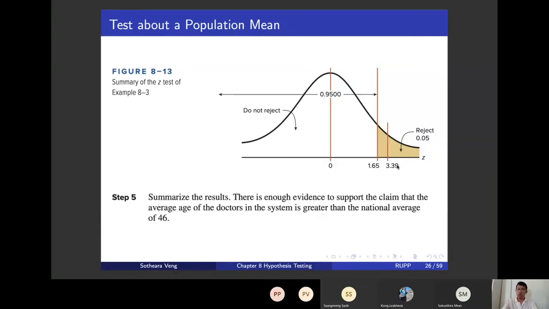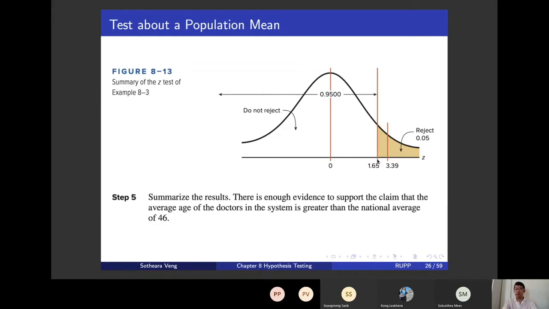So the p-value, the one I just mentioned a while ago, is nothing but this area. The area under the curve to the right of this test value is the p-value. So instead of comparing the test value with the critical value, you will compare the p-value, which is this area, to the significance level, the alpha.